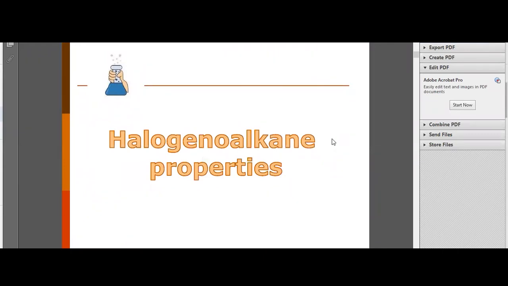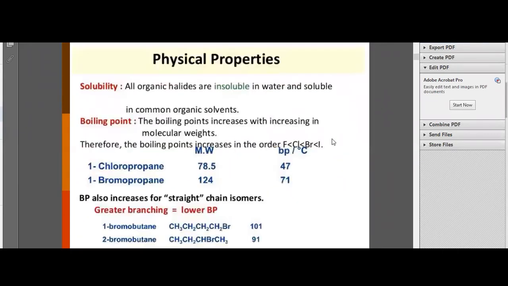What are the properties of halogenoalkane? First thing that you should know is that halogenoalkane is not soluble in water. So it is insoluble, and the boiling point increases as the molecular mass increases, such as if you compare 1-chloropropane here, the boiling point is only 47, but 1-bromopropane 71, because the molecular mass increases.